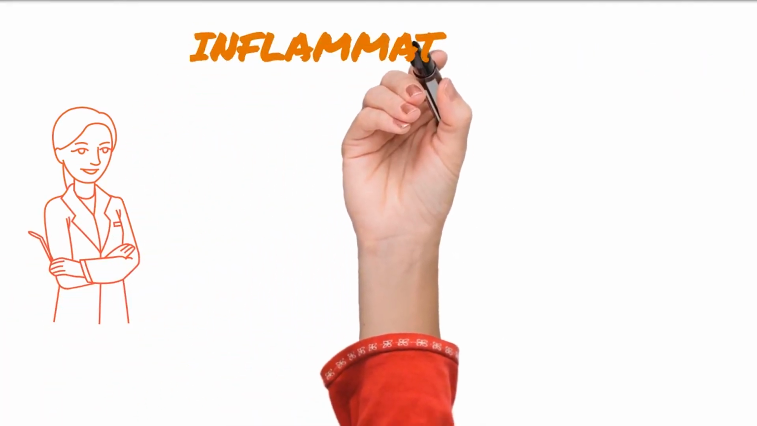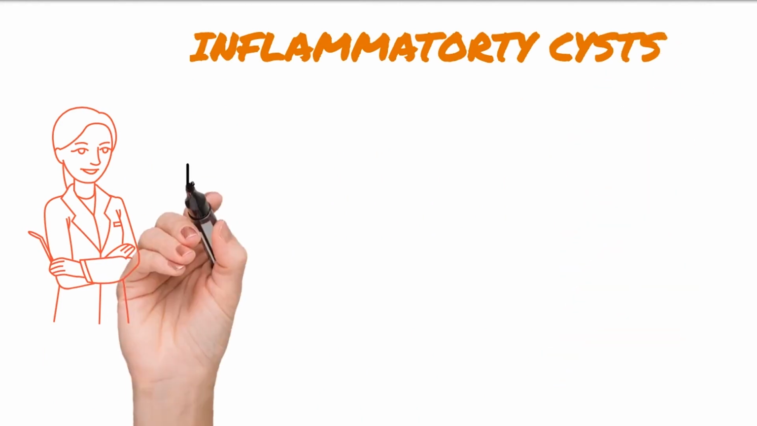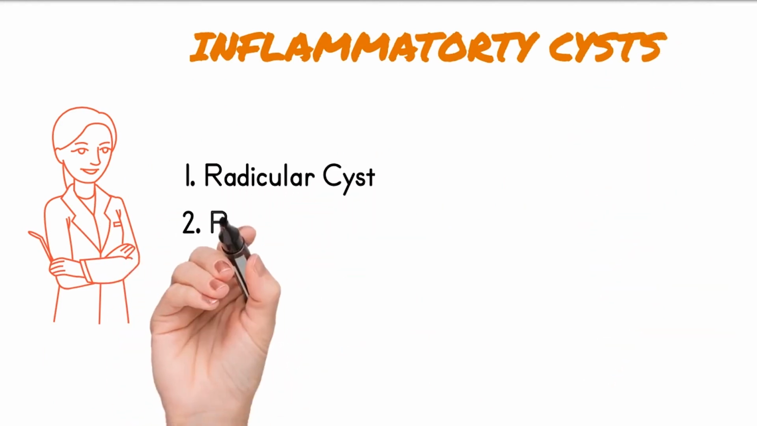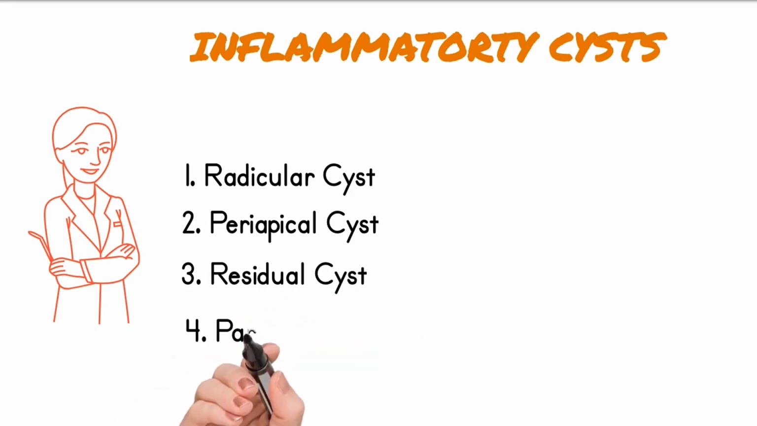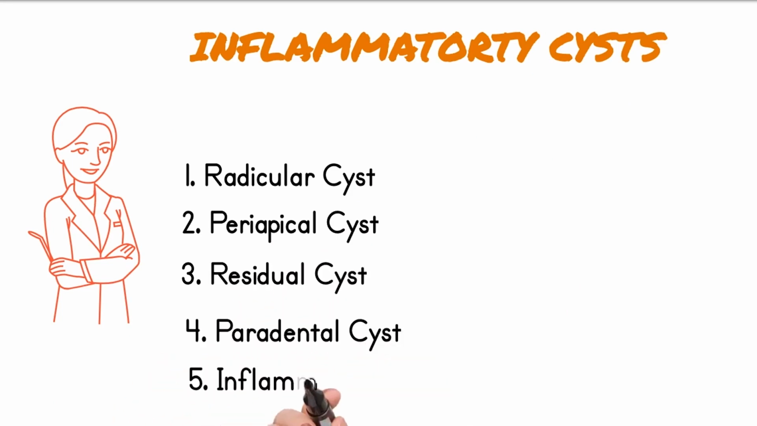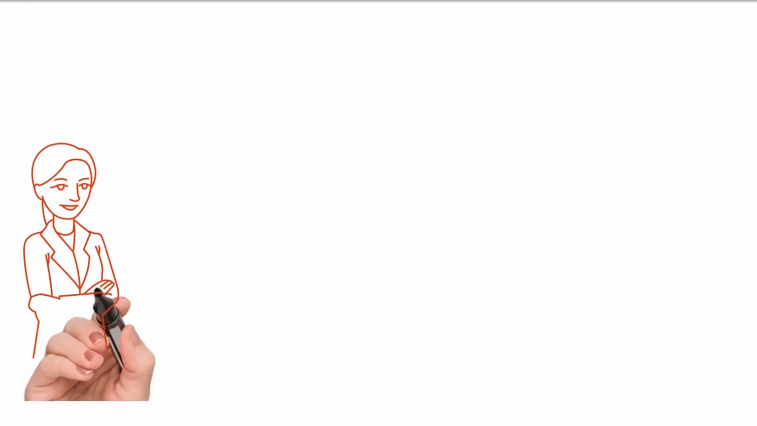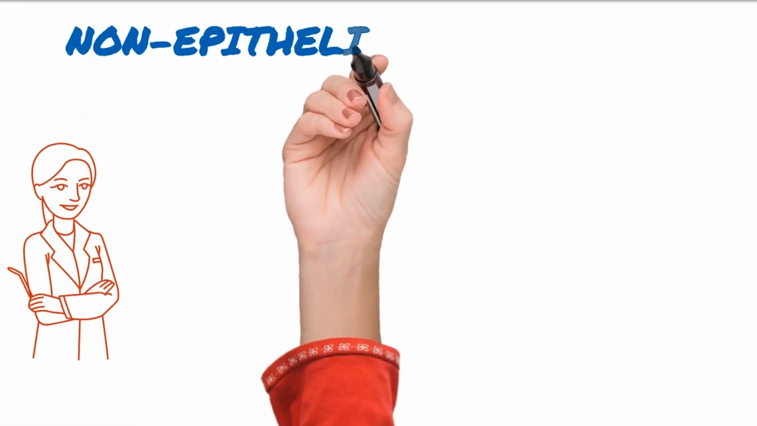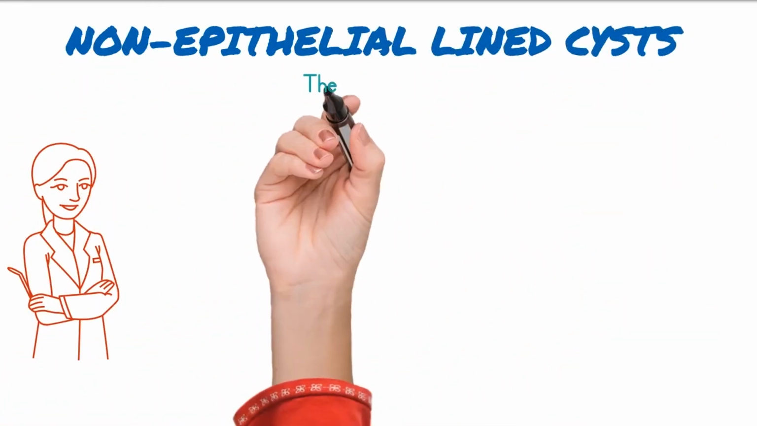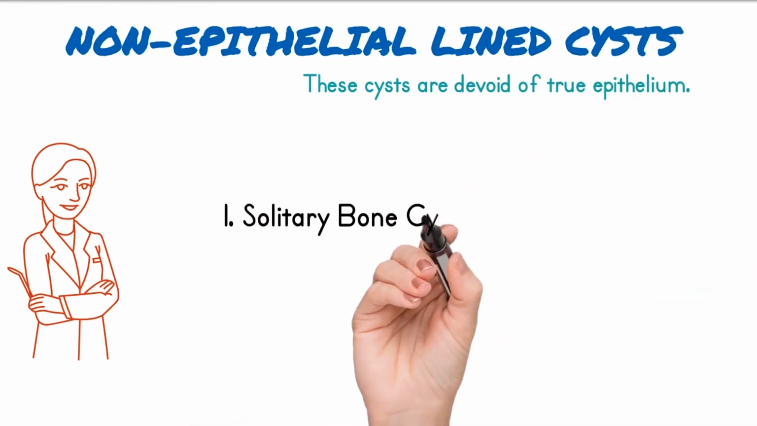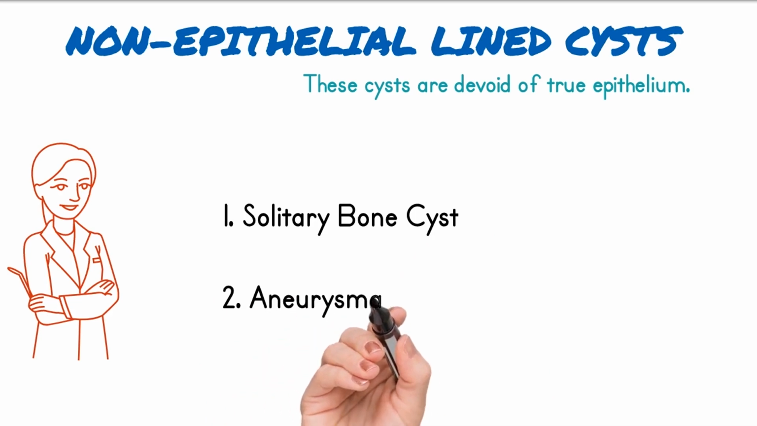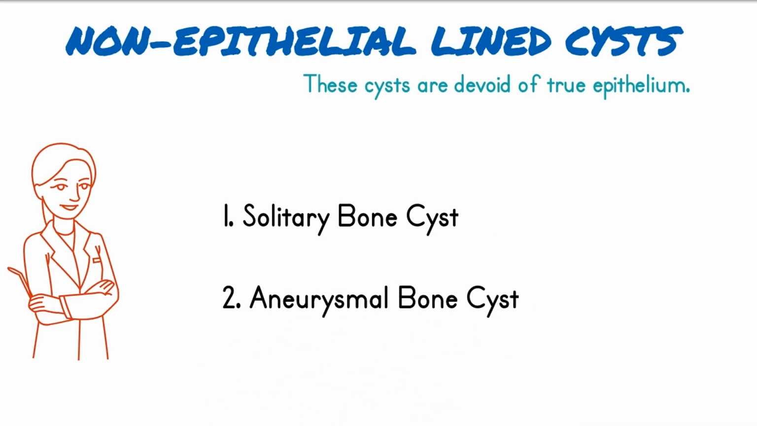Inflammatory cysts of oral cavity are radicular cyst, periapical cyst, residual cyst, paradental cyst, and inflammatory collateral cyst. Next is non-epithelial cysts. These cysts are devoid of any true epithelium. Examples are solitary bone cyst and aneurysmal bone cyst.